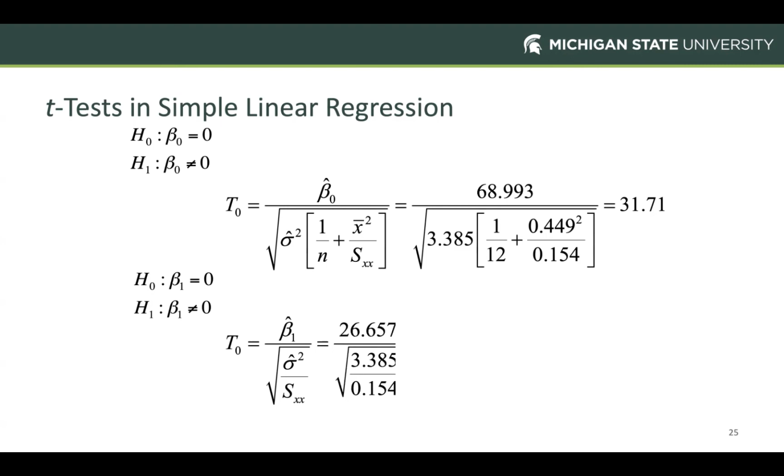And then for the slope term, our slope of 26.657 is divided by the square root of, again, our MSE divided by SXX, giving 5.68. In both of these cases, we're going to find that we reject the null. In this case, that means there is a significant linear relationship between X and Y. And in the case of our intercept term, it basically means we have a non-zero intercept. We have confidence that our intercept is also non-zero, okay?